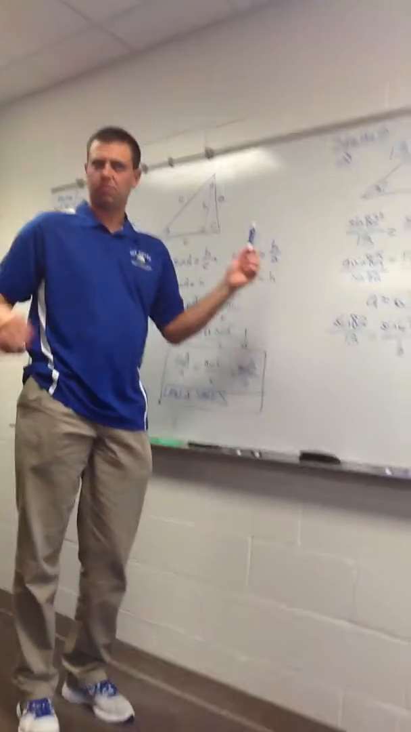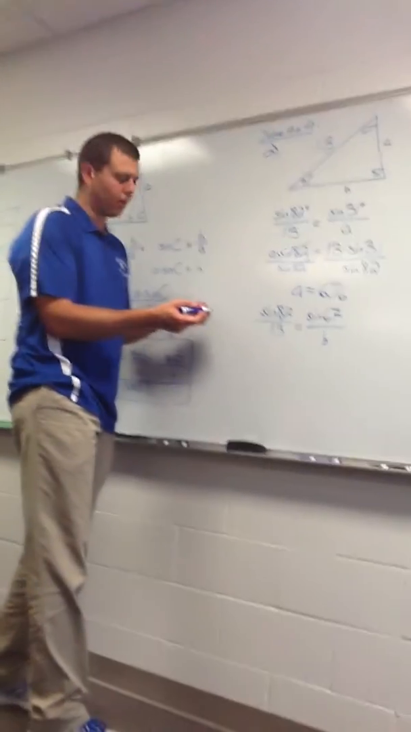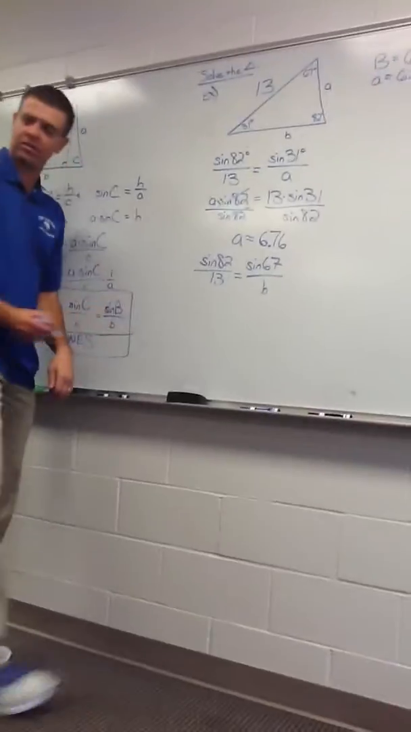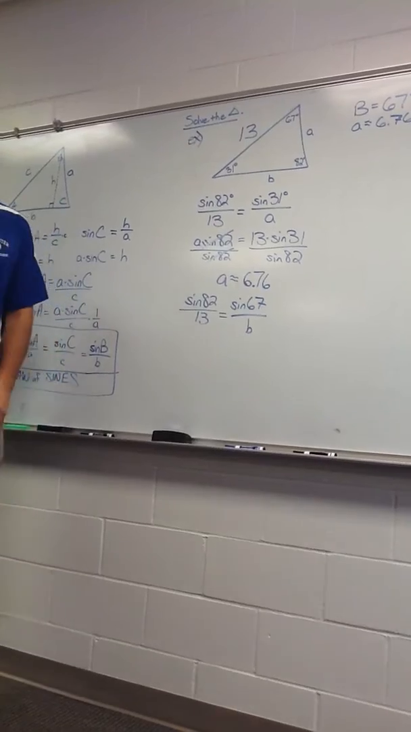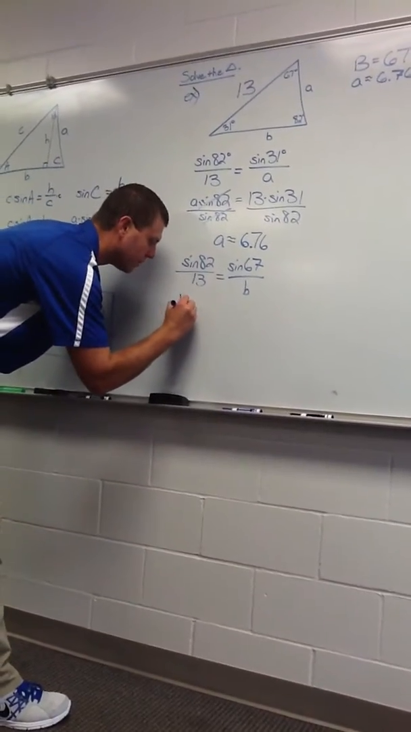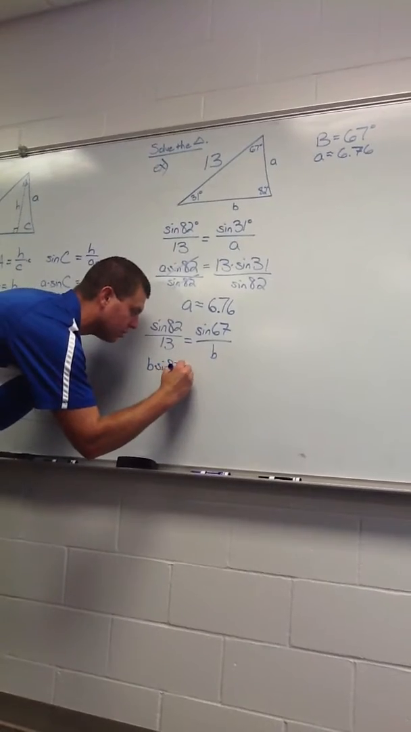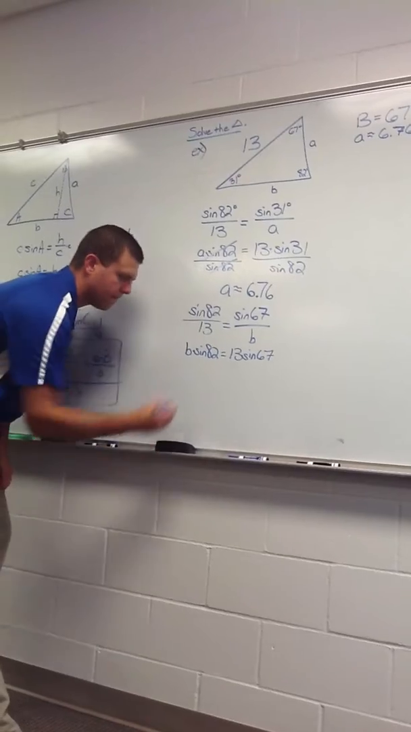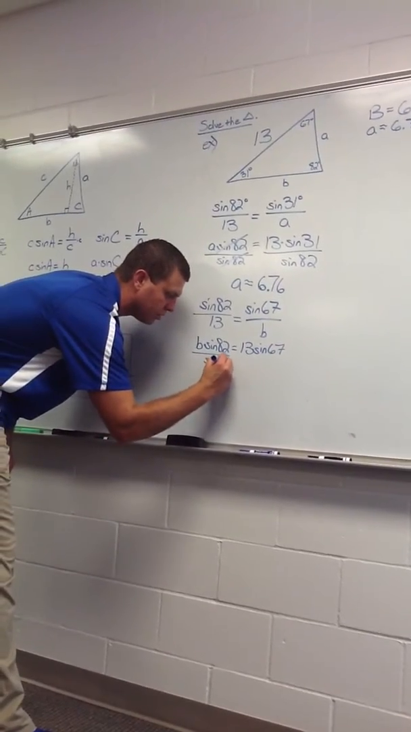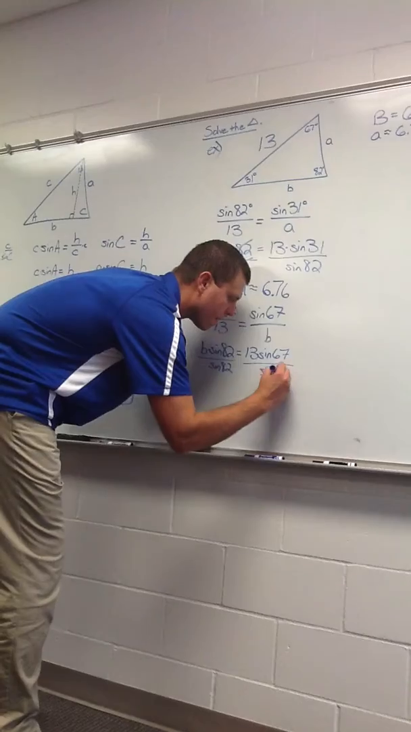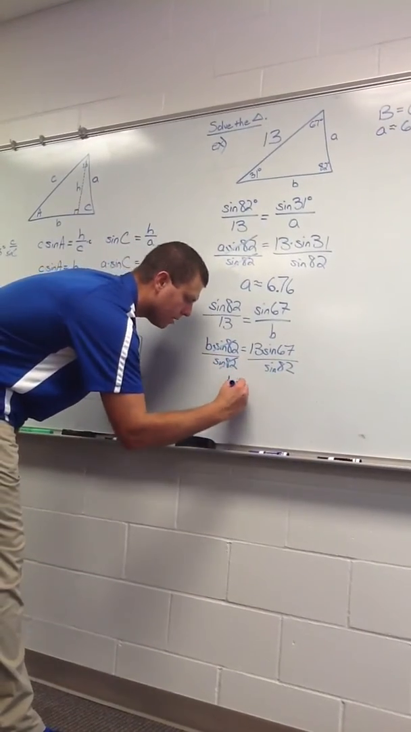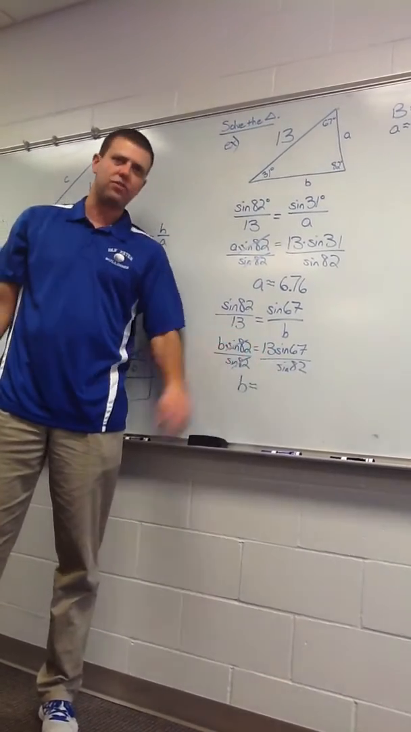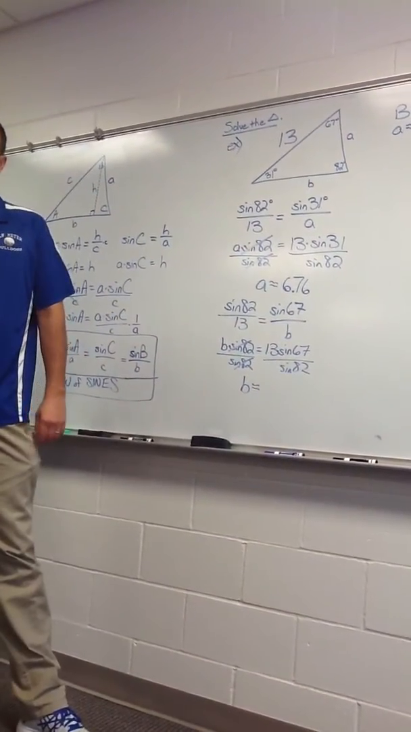Now it's the same thing. Eventually you're probably not going to write out all the steps that I'm writing out right now. You're going to take this times this divided by this, get your answer, and just write it down. But I'll keep showing my steps here. So b times the sine of 82 equals 13 times the sine of 67. Divide both sides by the sine of 82. So b is 13 times the sine of 67 divided by the sine of 82, which is 12.08.